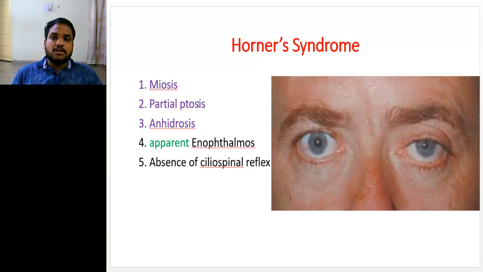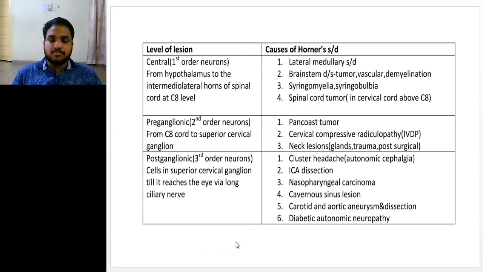So always remember, Horner syndrome is a very important topic in medicine and surgery as well. So you should know the features of it, that is miosis, partial ptosis and anhidrosis, apparent enophthalmos, absence of ciliospinal reflex, right? So what are the causes of Horner syndrome?